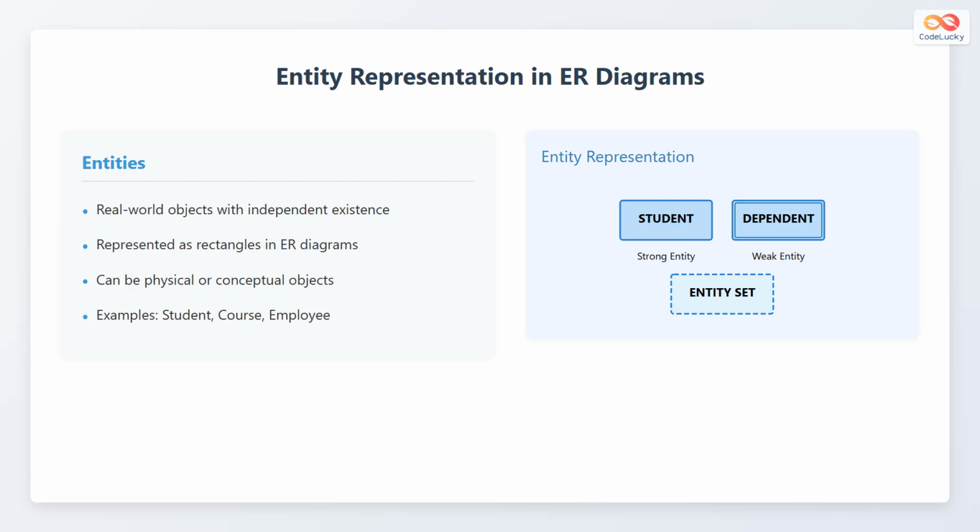Let's start with entities. Entities are real-world objects that exist independently. Think of them as the main subjects about which we want to store information in our database. In diagrams, entities are represented as rectangles. There are generally two types of entities. One, strong entities, which have their own unique identifier, and two, weak entities, which depend on another entity for their identification. Some common examples of entities include students, courses, and employees. An entity set is a collection of similar types of entities.